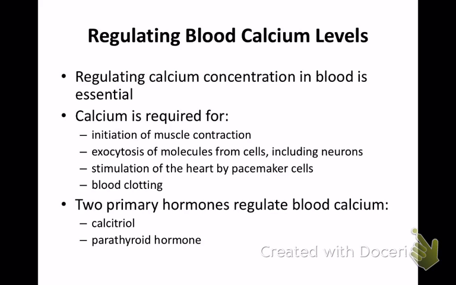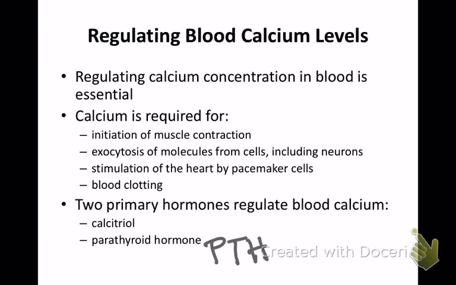Okay, so how important is it to regulate blood calcium levels? Oh my gosh, we just have to keep them in the normal range. You need it for muscle contraction, you need it for secretion of any cellular secretion, that includes neurons secreting neurotransmitters. You need it in the heart for regulating contraction, you need it for blood clotting, and we have two primary hormones that regulate calcium in adults, calcitriol, also called calcitriol, and parathyroid hormone, which we're going to abbreviate PTH.